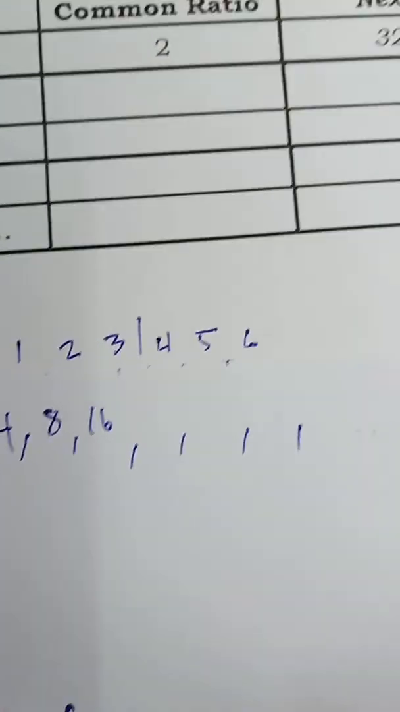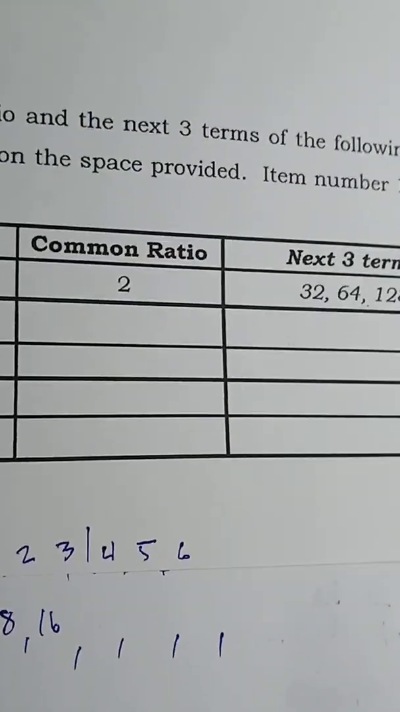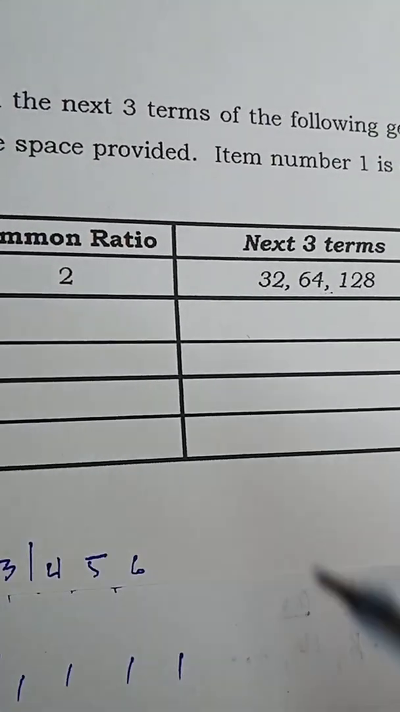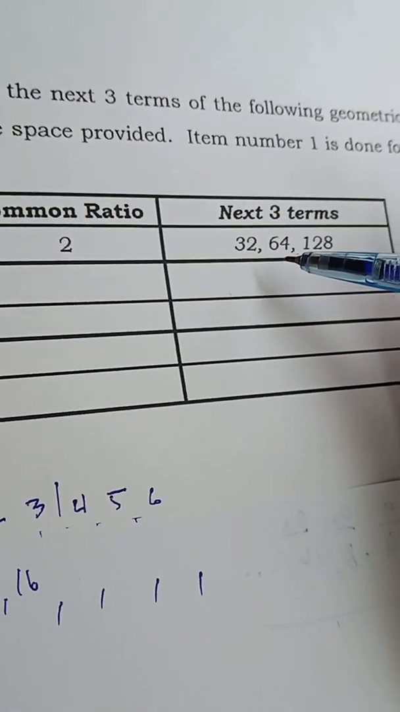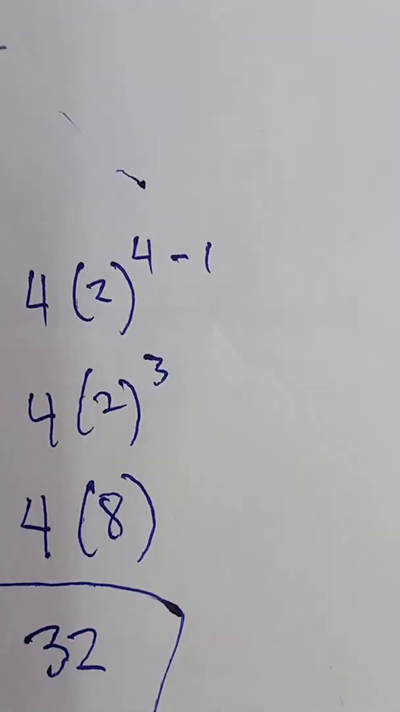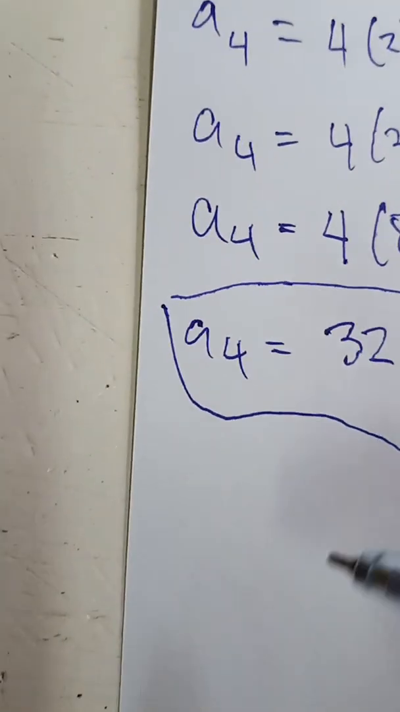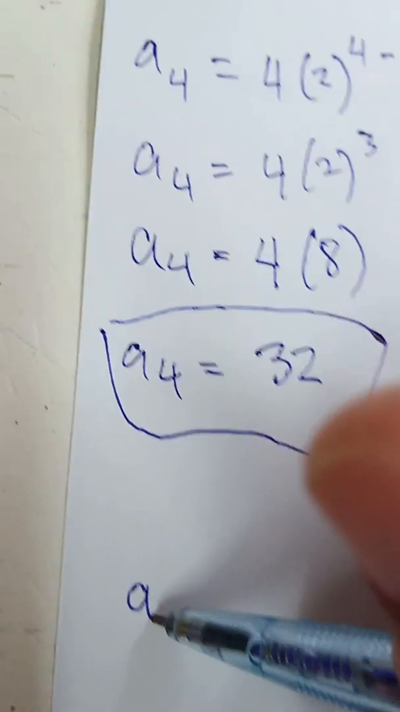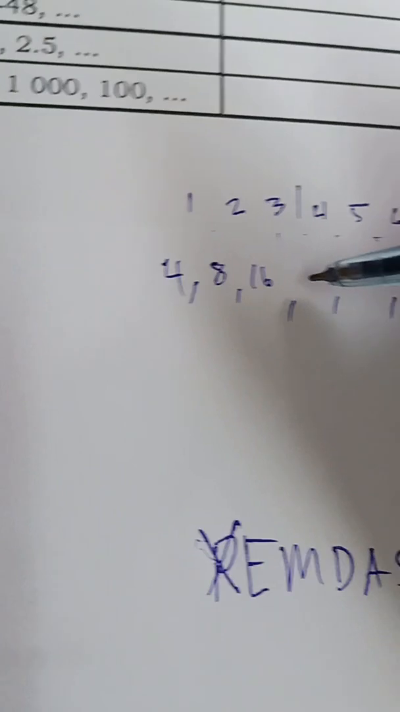So as you can see here in the given item, meron na siyang 32 na nandoon. So check, check yung a sub 4, pang apat na term, yung 32. So check natin ulit yung 64 and 128. Alright? Okay. So nahanap na natin yung pang 4th.